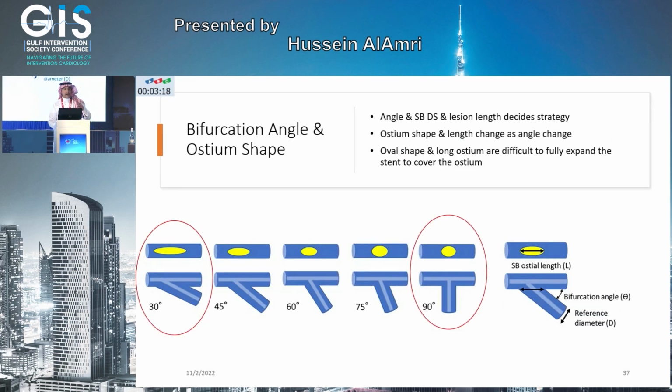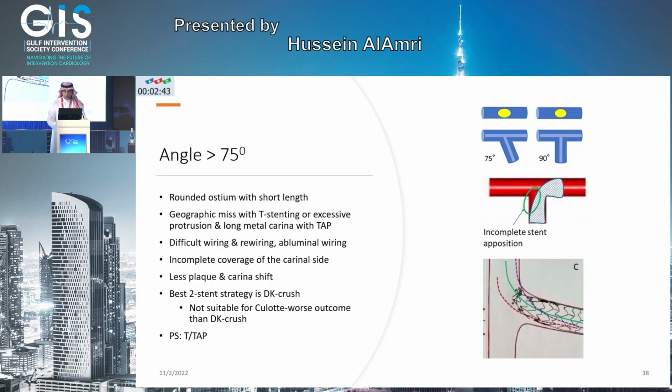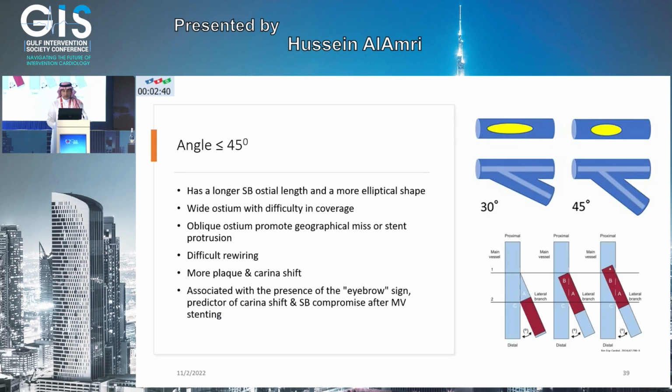Why do we always stress on the angle? Because the more the angulation, when the angle is very oblique, the ostium becomes oval and becomes very long. It's very difficult to rewire. There is higher risk of carina shift when you put another stent. And if you use T-stenting, you will miss either the proximal or the distal ostium. If you use TAP technique, then most likely you will result in a very long carina. That's why looking at the angle really decides what technique you will use and also reduces your procedural complications.